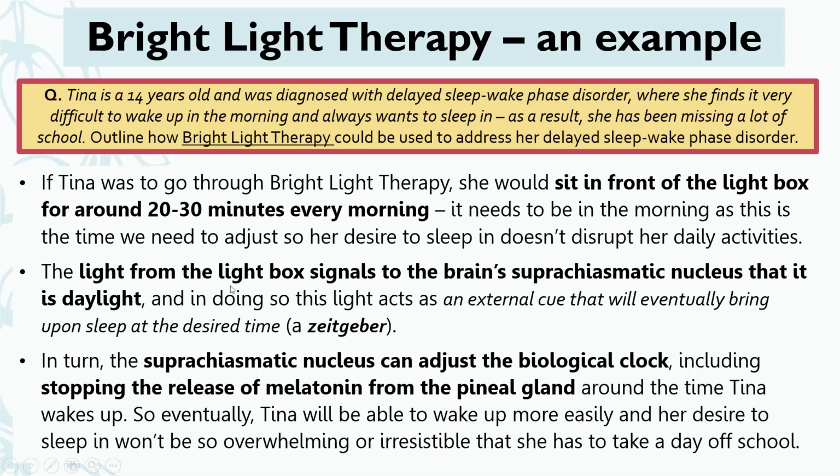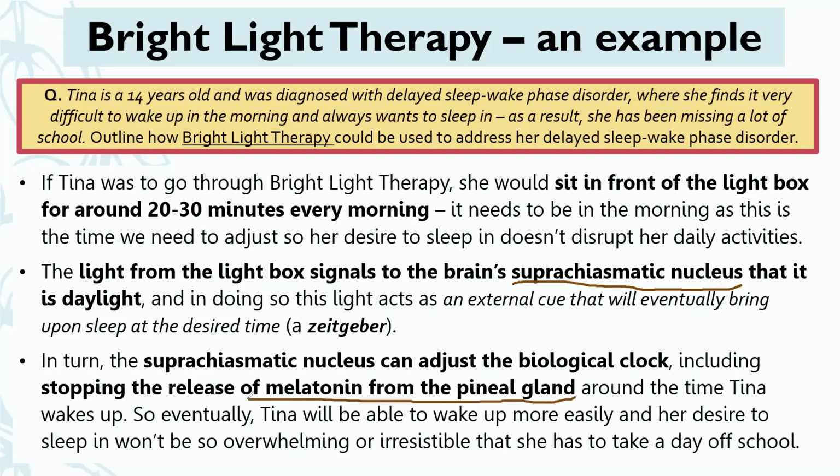Okay, so like I said before, when you look at the light on the light box and you're exposed to that light, your brain, specifically there's a part in your brain called the suprachiasmatic nucleus, and that is the part of the brain that will detect the light and will basically send the brain the cue that, okay, melatonin needs to stop getting released. Okay, so that's the next step here. In turn, the suprachiasmatic nucleus can adjust the biological clock or your body clock, stopping the release of melatonin from the pineal gland.